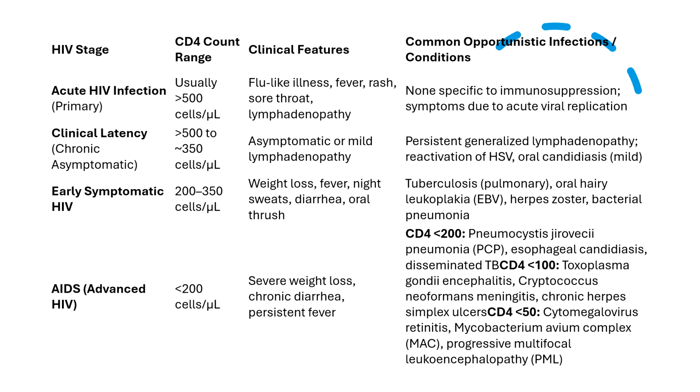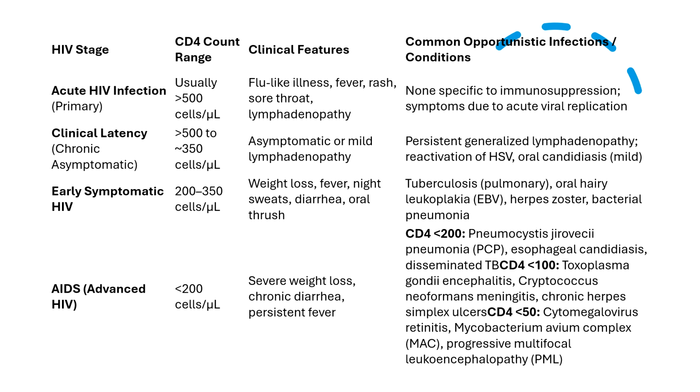Here the most commonly asked question is, which are the opportunistic infections related to HIV? One has to remember various infections like oral candidiasis, bacterial pneumonia, herpes zoster, tuberculosis, hairy leukoplakia, and the most important one you have to remember with the CD4 cells.